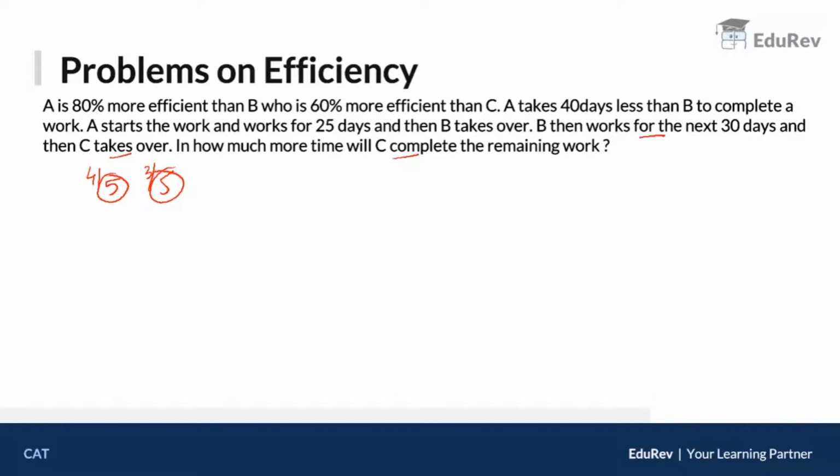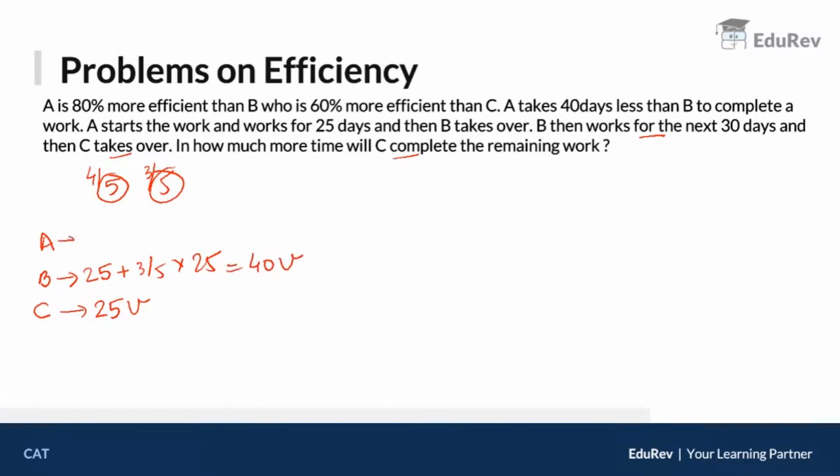Now what are they saying? A is 80% more efficient than B and B is 60% more efficient than C. So we have three people A, B, C. Suppose C does 25 units in a day. B will do how much? B is 60% more efficient, so he will do 25 units plus 60%, which is 3 by 5 of 25 units. So that means he's going to do 40 units.